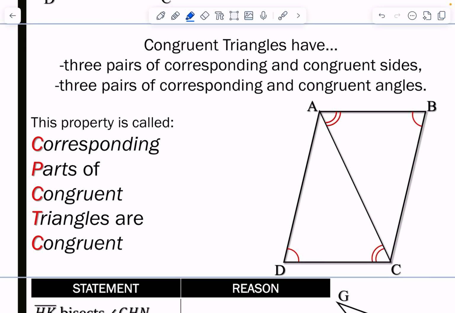Remember that congruent triangles have 6 parts that are congruent: 3 pairs of corresponding congruent sides and 3 pairs of corresponding congruent angles. And this property that helps us with this is called corresponding parts of congruent triangles are congruent. In other words, what we refer to as CPCTC.